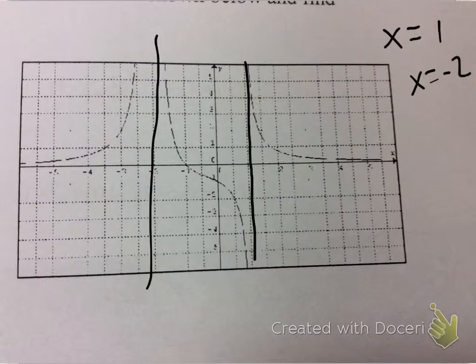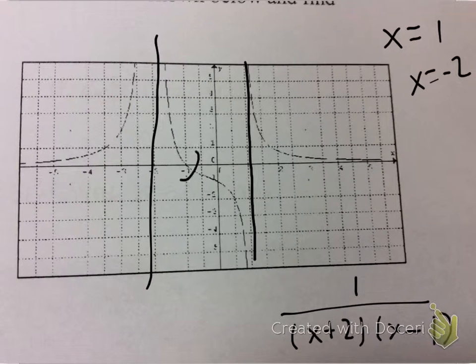So the top might not be 1. I'll fix that in a second. But this would be x plus 2, x minus 1. And actually there's a 0 here at minus 1, so the top should at least be x plus 1.